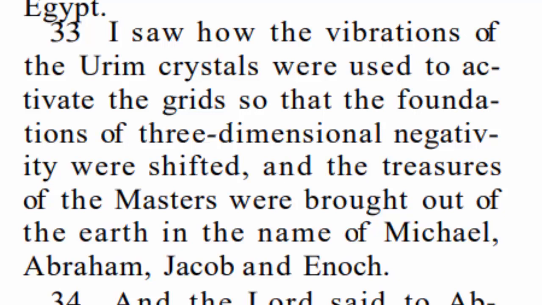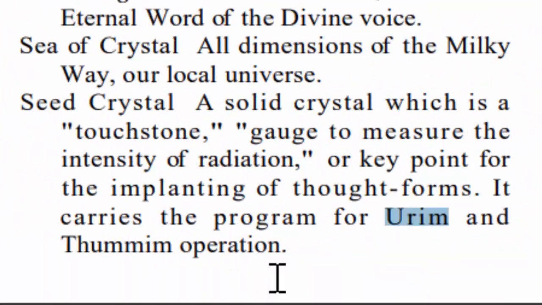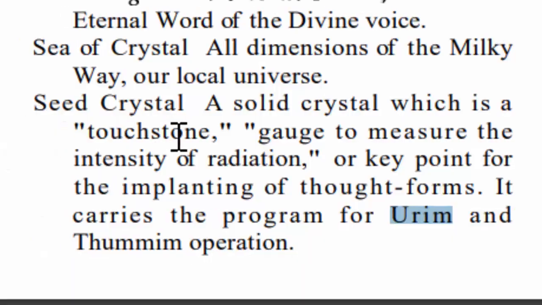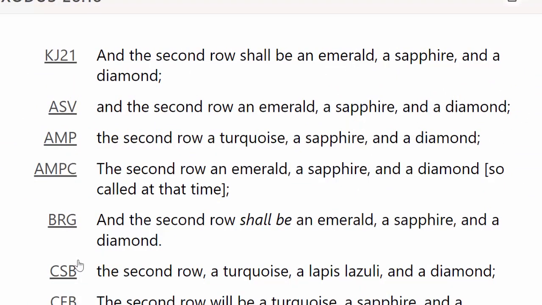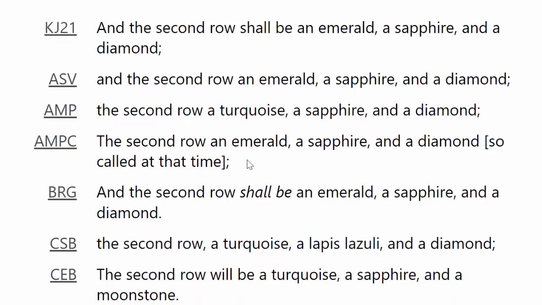I think we know how to find them. And so that's going to be it. That brings us back to where we started from, which is talking about the seed crystals. Over in Exodus chapter 28 and verse 17, we saw the ones in the first row. Verse 18 shows us the ones in the second row, and they have a little bit different names.